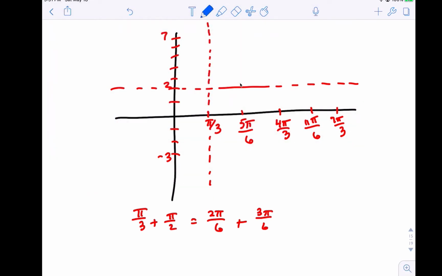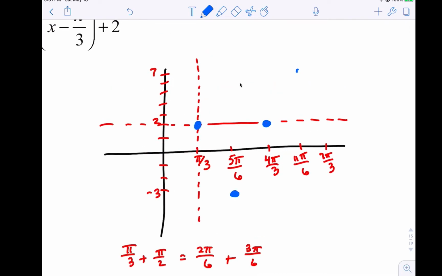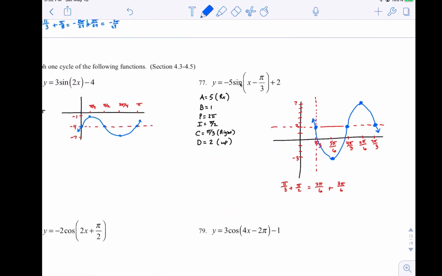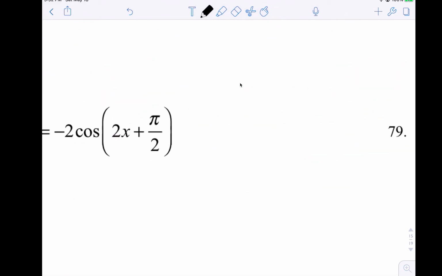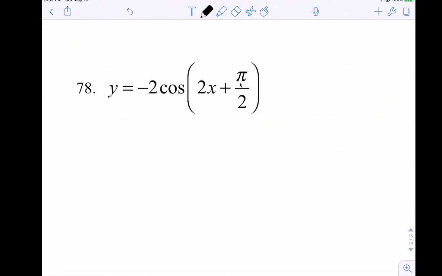Okay, so doing sine, right? So axis, then the reflection is low. Axis, high, axis. Okay, 78.